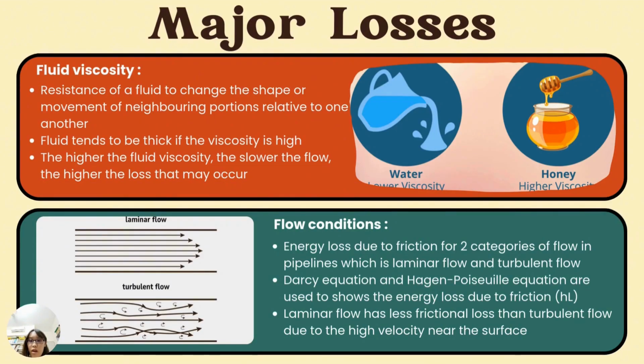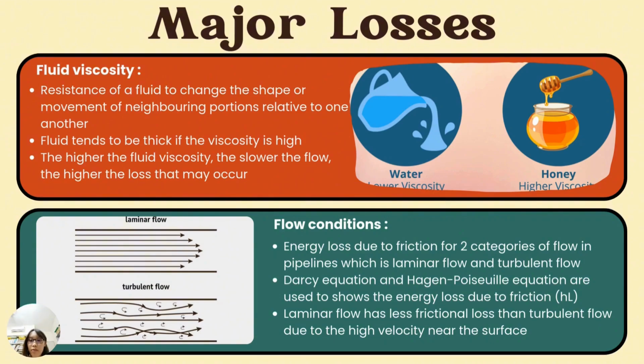One of the key factors contributing to friction loss is fluid viscosity. Viscosity is a measure of fluid resistance to flow. It describes how thick or thin a fluid is. For example, honey has higher viscosity than water. When a fluid has high viscosity, it tends to flow more slowly. The slower movement can lead to increase of friction loss.